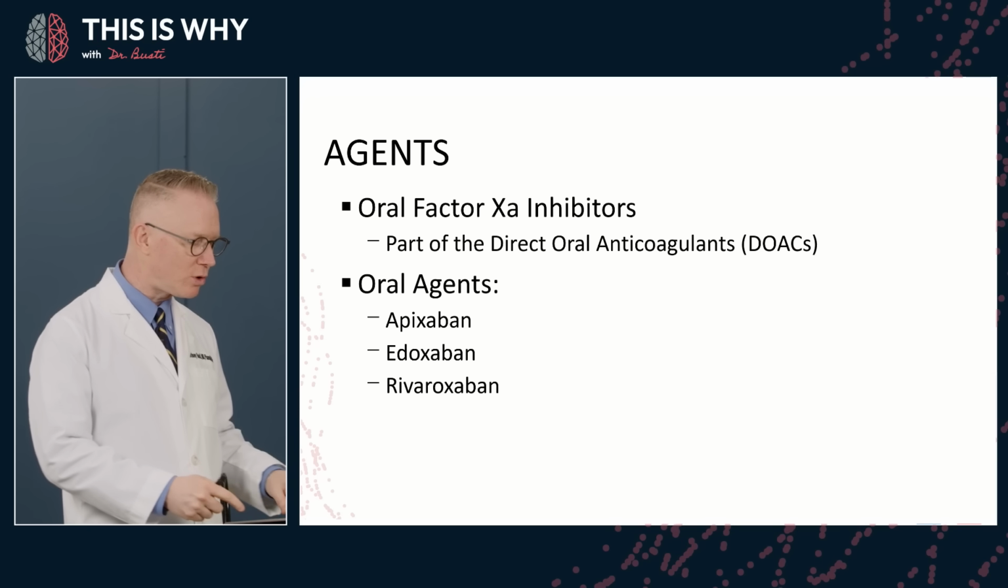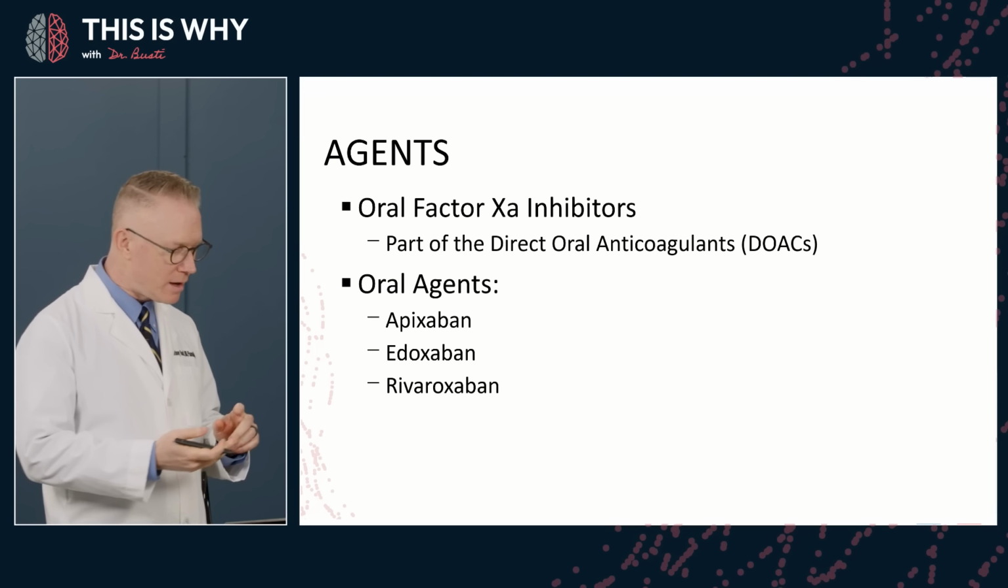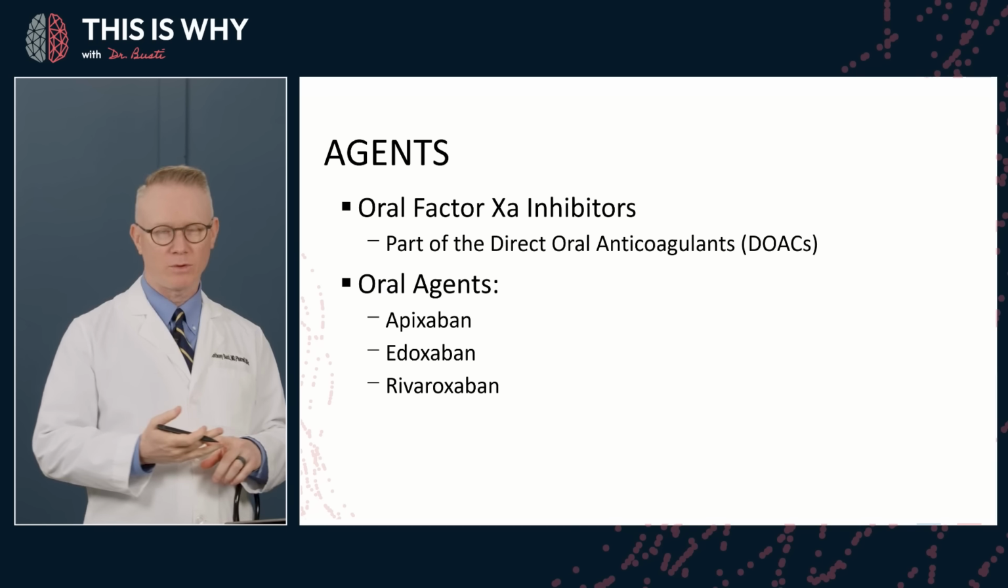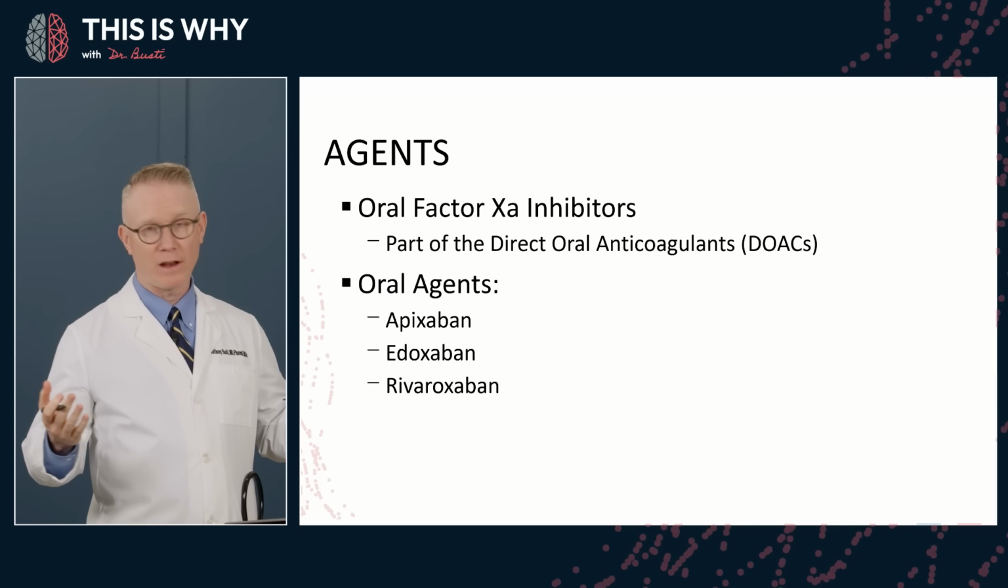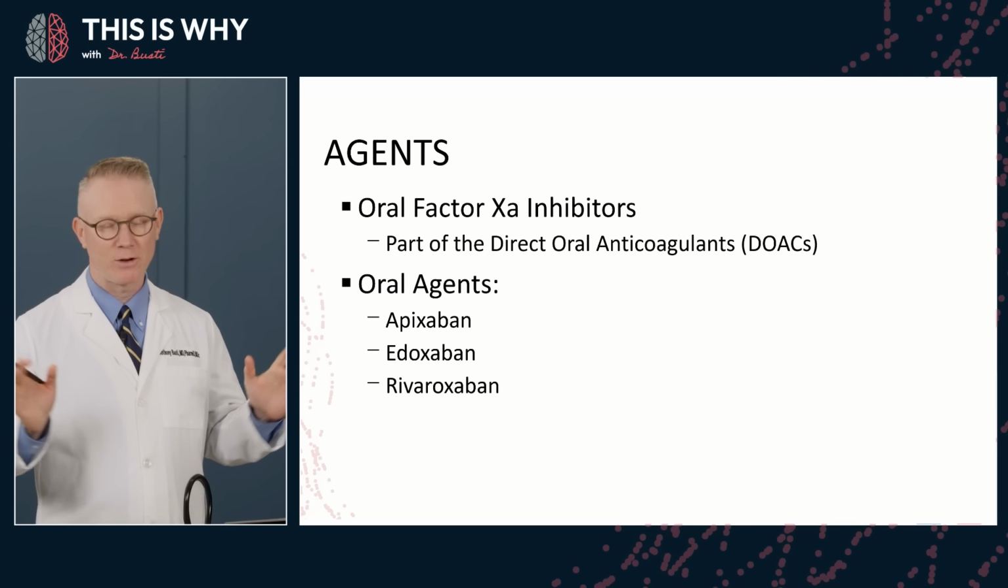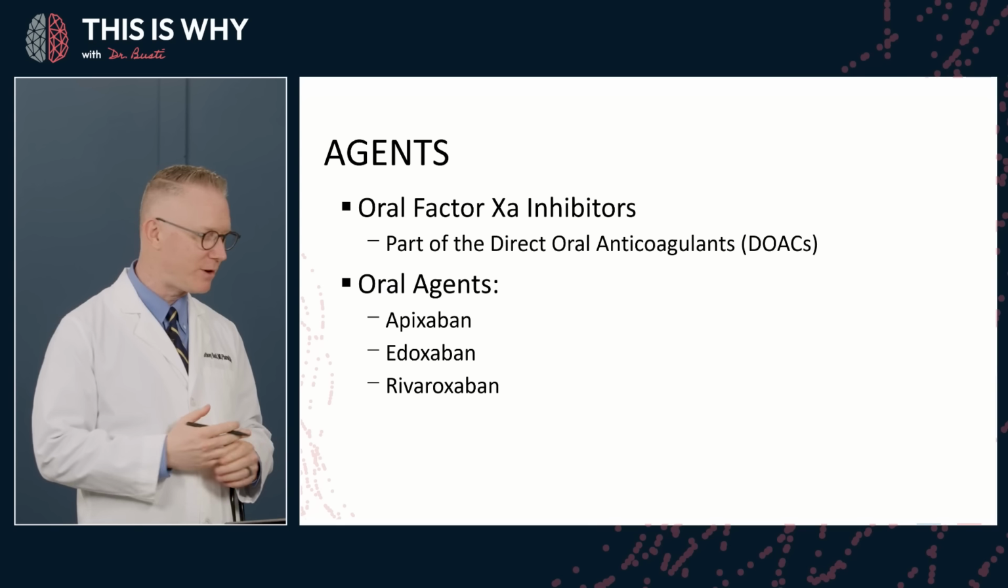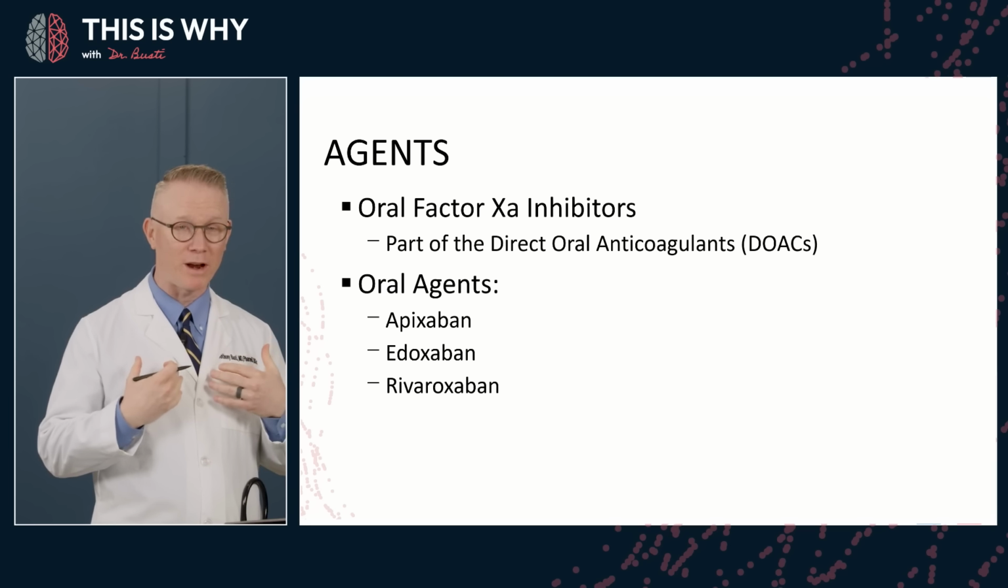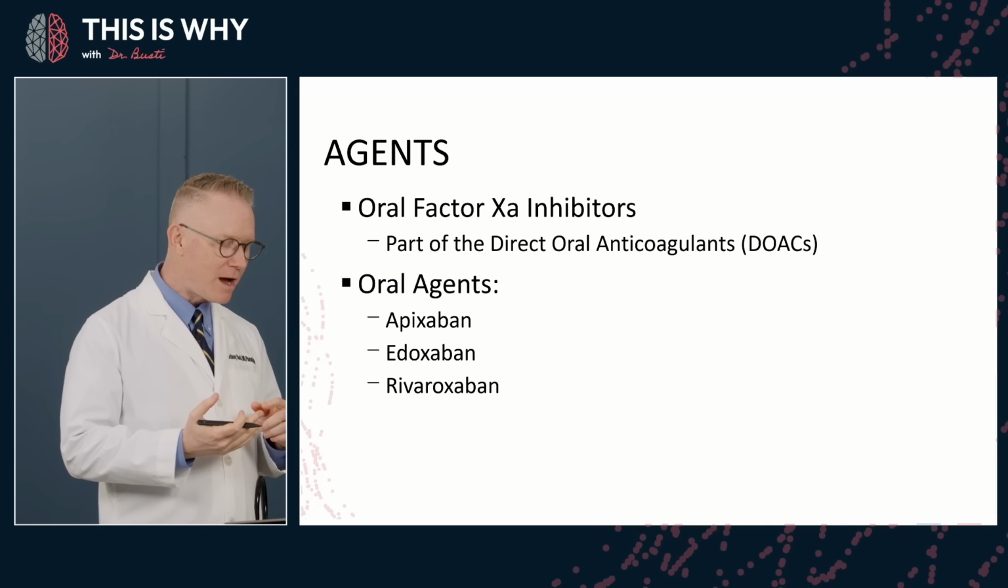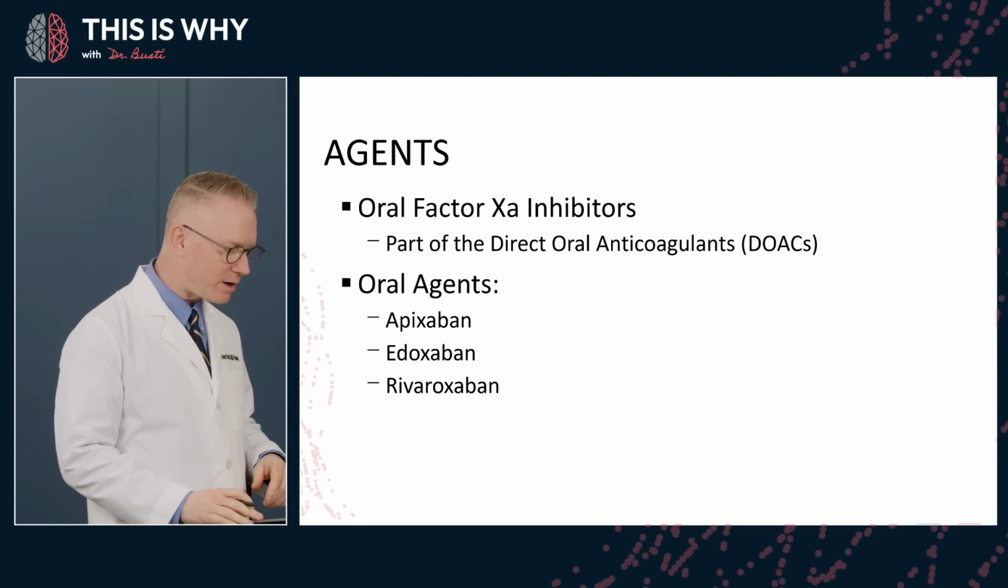So let's first start off and address what agents we are talking about when we say oral factor Xa inhibitors, or part of our class of the DOACs, okay? Those are our direct oral anticoagulants. So we have Apixaban, Edoxaban, which is less commonly used. I've never even seen Edoxaban. I'm not saying no one uses it. I'm just saying that I don't see it very commonly in everyday practice in the patients I take care of. And then Rivaroxaban being the other one, okay?